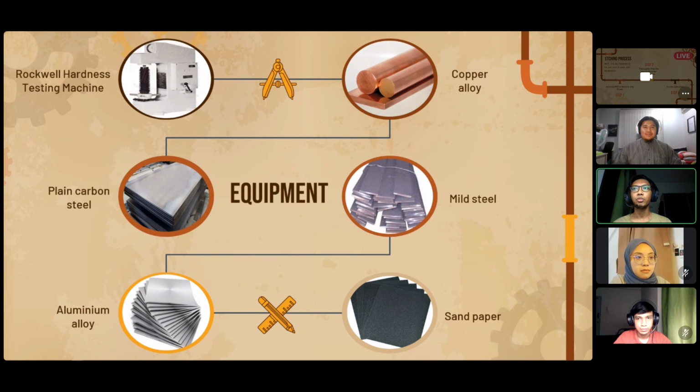This is the equipment. Using Rockwell hardness testing machine, copper alloy, plain carbon steel, mild steel, aluminium alloy, and sandpaper.